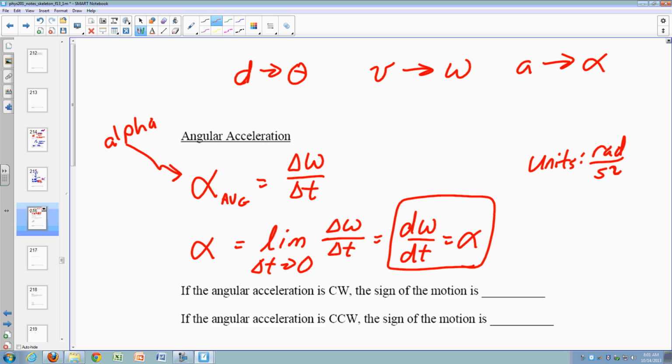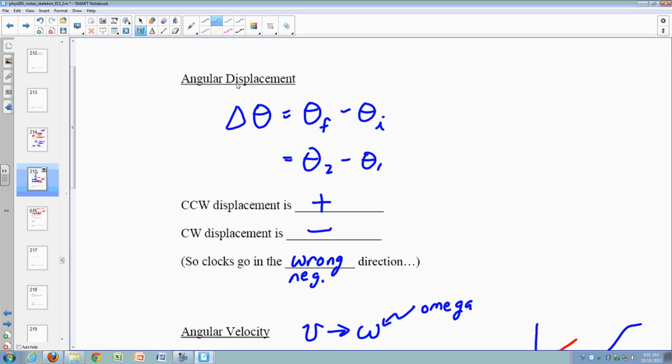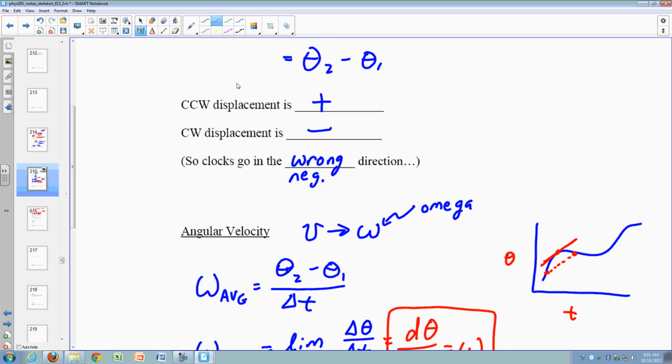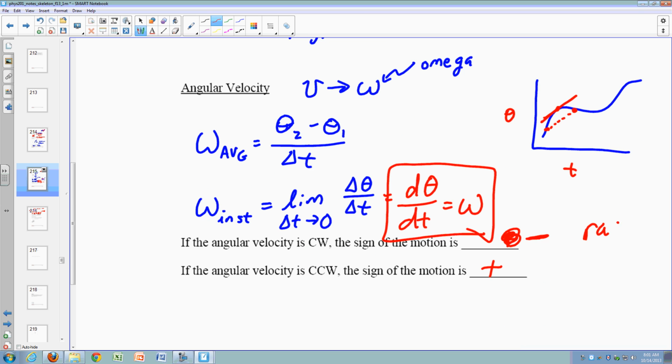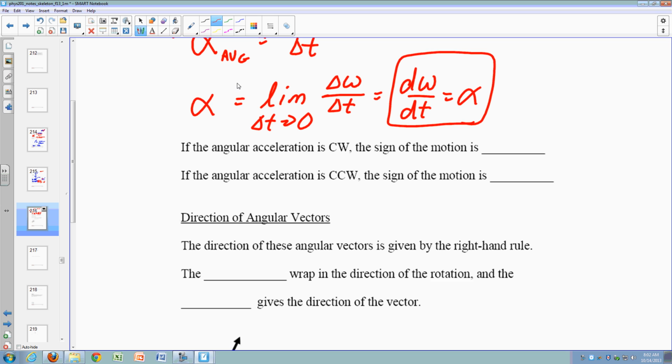Might want to put that on your velocity as well, so you recall. It's important because sometimes it'll be given in degrees, and you'll need to convert that. So the units here are radians for displacement, and the units here are radians per second for velocity. So anywhere you saw meters before, the SI unit is going to be radians. If the angular acceleration is clockwise, the sign of motion is negative. If it's counterclockwise, it's positive.